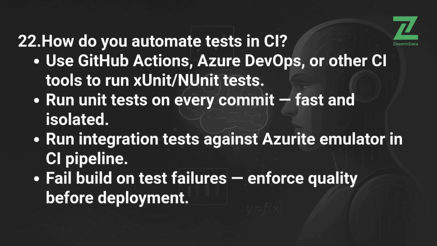How do you automate tests in C#? Use GitHub Actions, Azure DevOps, or other CI tools to run xUnit, NUnit tests. Run unit tests on every commit, fast and isolated. Run integration tests against Azure emulator in CI pipeline. Fail build on test failures. Enforce quality before deployment.